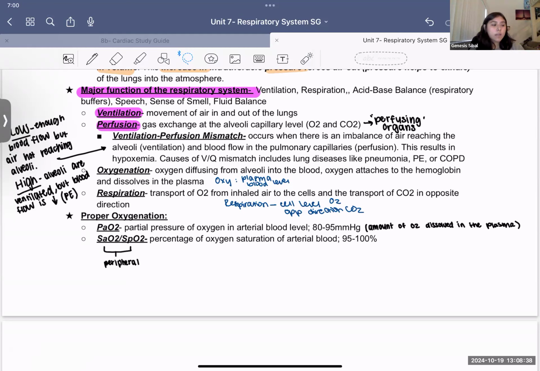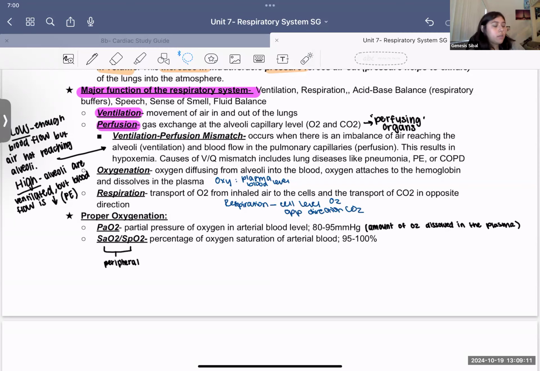And then when we're having a high ventilation perfusion mismatch, we're talking about the alveoli being ventilated, but blood flow is decreased. So if we're having something like a PE, we're not able to have that proper blood flow, that proper perfusion, but we still are breathing. Those alveoli are ventilated, but the blood flow and that perfusion is not occurring because of that clot being there. So you don't have to know that in depth, but just know that when we're talking about oxygenation, we're talking about ventilation and perfusion for sure.